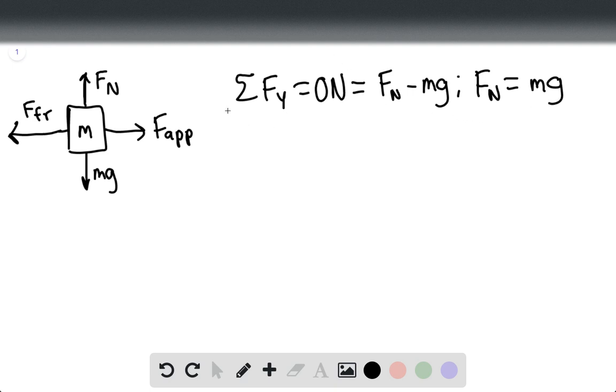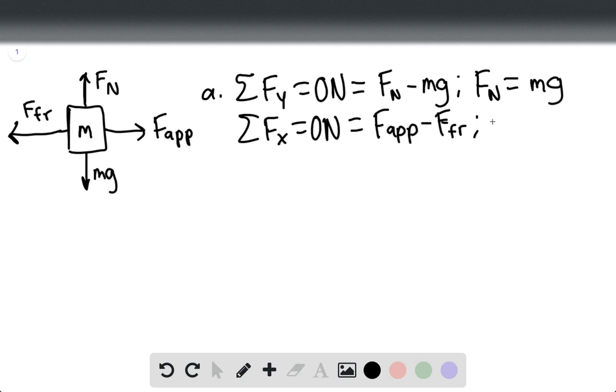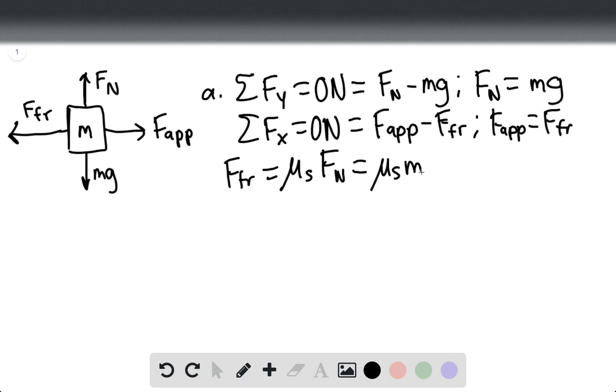We know that was for part A. For part A, the sum of forces in the x direction also equals 0 newtons, and this is going to be force applied minus force of friction. So we know that force applied equals force of friction. Force of friction is going to be equal to mu static times F normal. So we can say mu static mg is going to be equal to force applied. So mu static is simply going to be equal to force applied divided by mg.